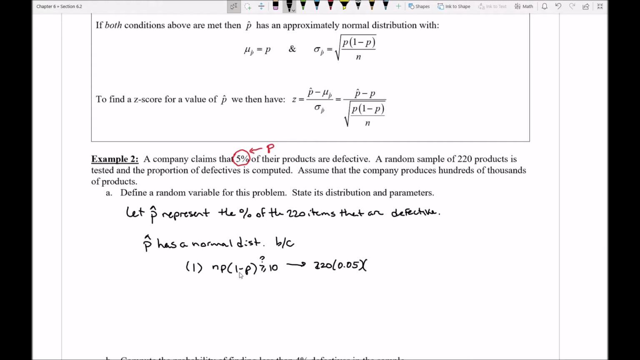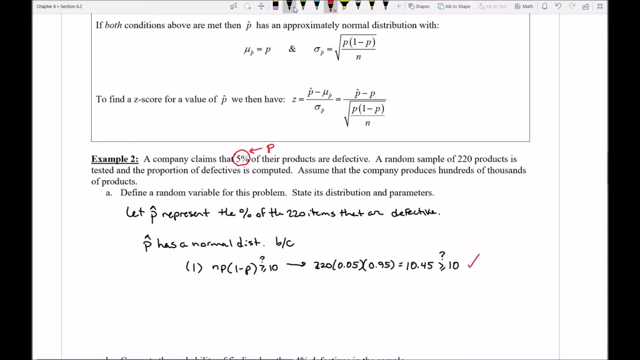So of course, if 5% is p, then 1 minus that 5% would be 95%. Now, if I was to go to a calculator and actually crunch this value out, the number that I would get back is 10.45. And so our question is, is this greater than or equal to 10? Well, very, very clearly we can say yes.